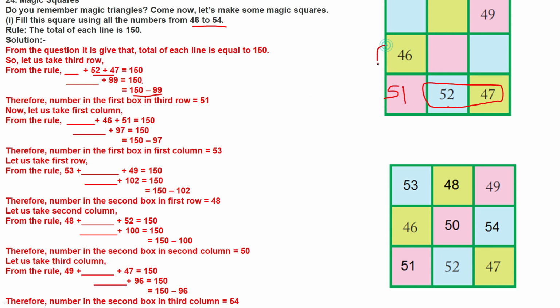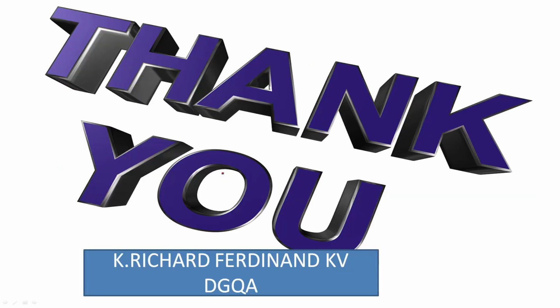Now add these two numbers and subtract from 150. That is the rule given here. 46 and 51 added make 97, subtracted from 150, you will get 53. Like that you can complete the square.